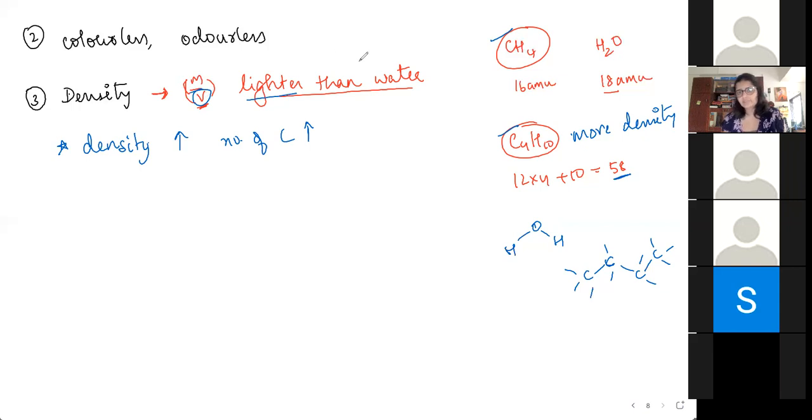There's another reason why water is more dense, which ties in with the next physical property we're going to talk about. What do you think of the polarity of alkanes? Are they polar or non-polar? Dipole moment and all, you've studied in chemical bonding. Non-polar? Okay, Ritu is saying non-polar. What do you all think?